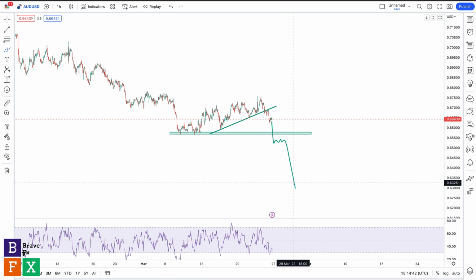But if the price action shows us a bullish trade scenario or a bullish signal, then I'm going to update that in our Discord channel in order for us to take advantage of any bullish momentum that may arise from AUD-USD.